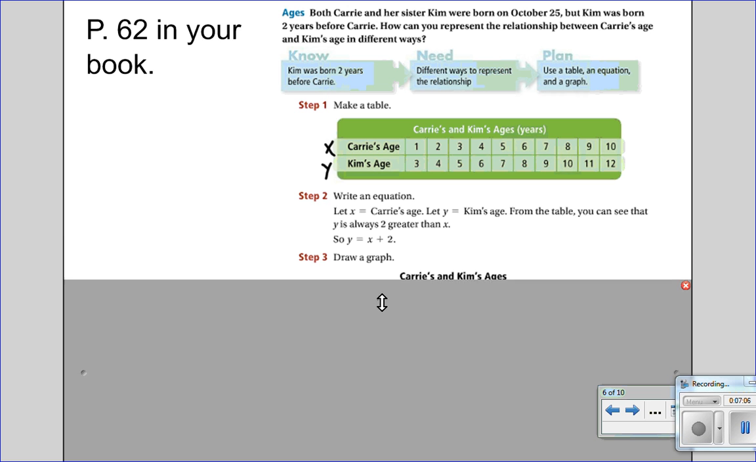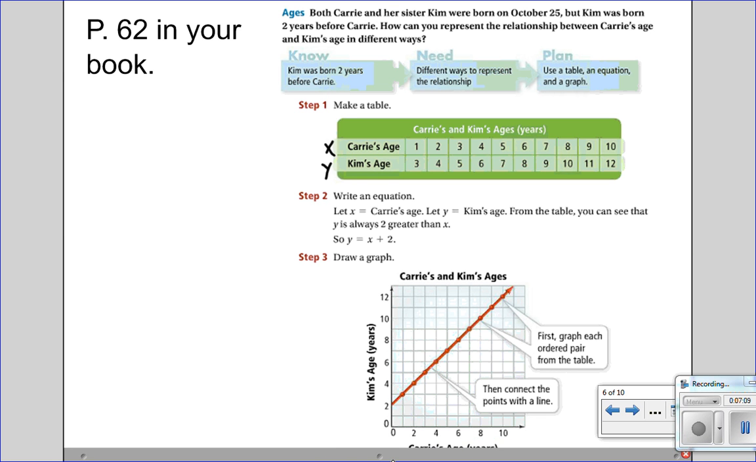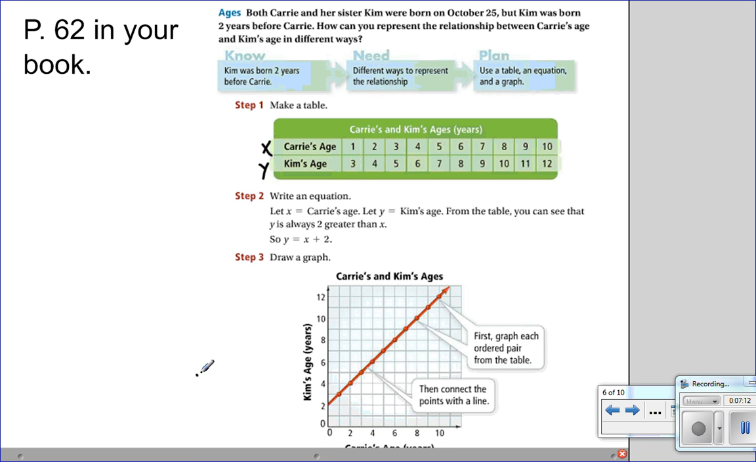Finally, if we look at a graph, we have Carrie's age down here and Kim's age. So when Carrie was 0, when she was born, Kim was already 2. When Carrie was 1, Kim was 3. When Carrie was 2, Kim was 4. They plotted these points. They plotted them as x, y coordinate points. Carrie's age is my x, Kim is my y. So whenever Carrie's age was given, you can always find out Kim's age because it's plus 2. So you graph each ordered pair from the table up here, and then connect the points with a line.